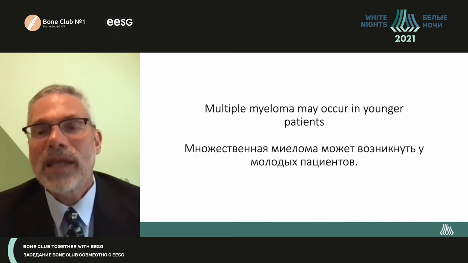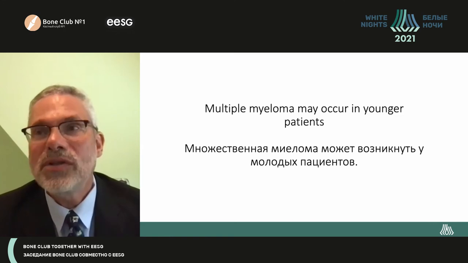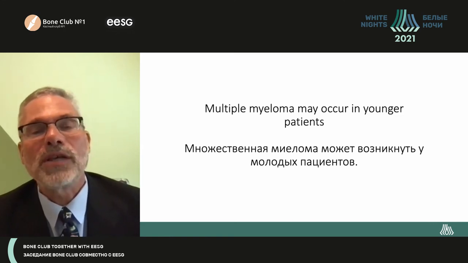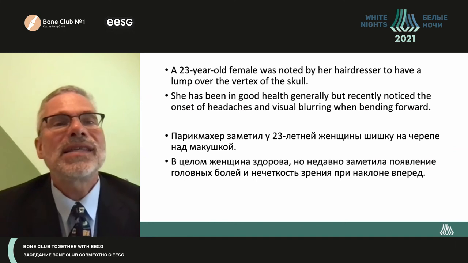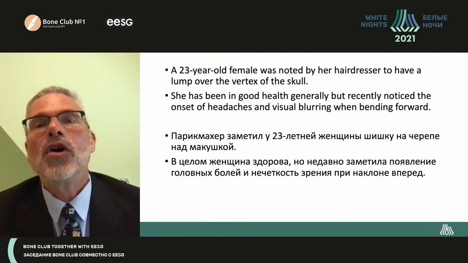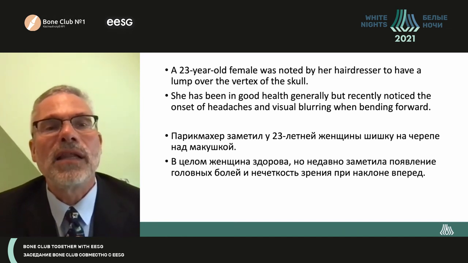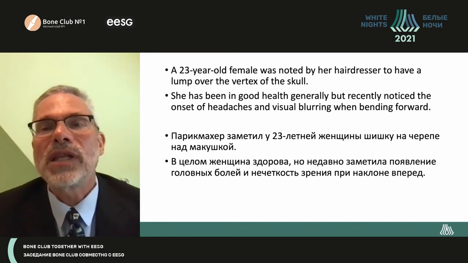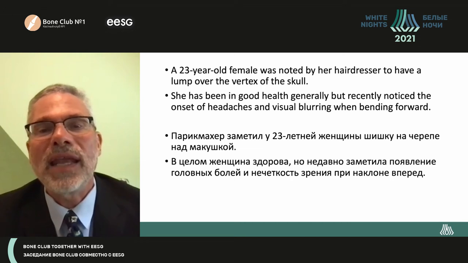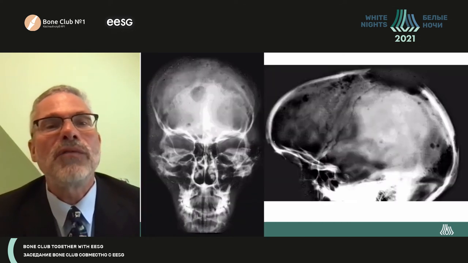Now, multiple myeloma can occur in younger patients, and it's important to keep myeloma in mind in younger patients, even though it's not common. This is a 23-year-old female who was noted by her hairdresser to have a lump over the vertex of the skull. She has been in good health generally, but recently noticed the onset of headaches and visual blurring when bending forward.